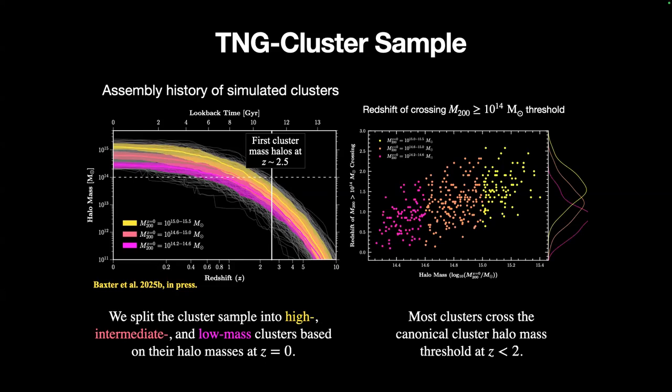So this is showing the redshift of when these structures cross this canonical 10^14 solar mass threshold as a function of the redshift 0 halo mass. Again, split into our 3 different bins in redshift 0 halo mass. This is redshift 0 out to 3. And the point is that most of these structures cross that threshold below redshift 2. So we're calling above redshift 2 protoclusters. And again, there's a really large scatter here.